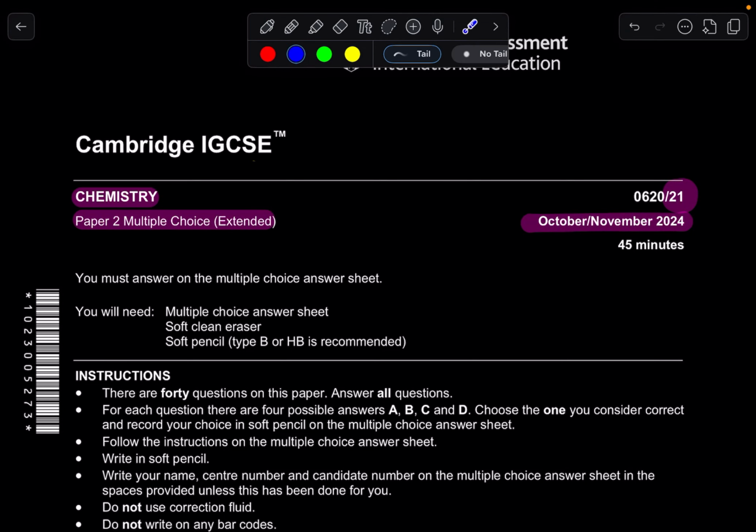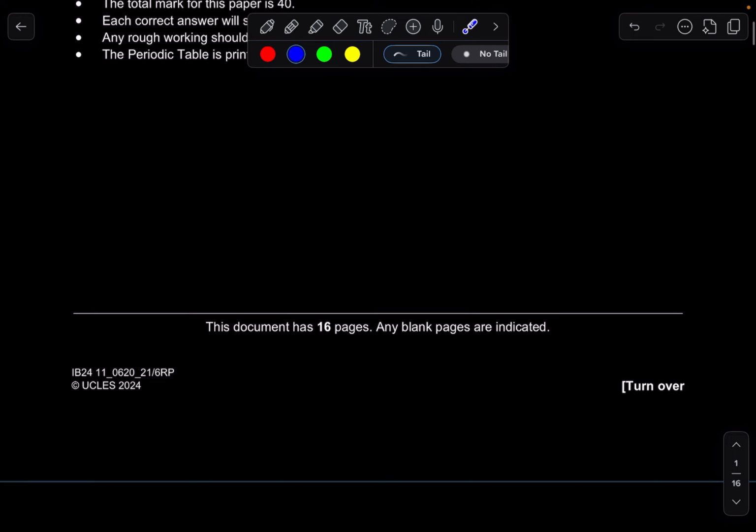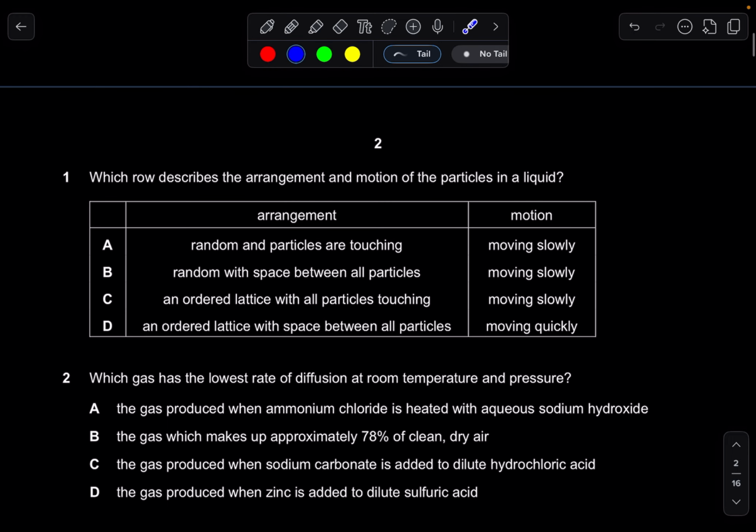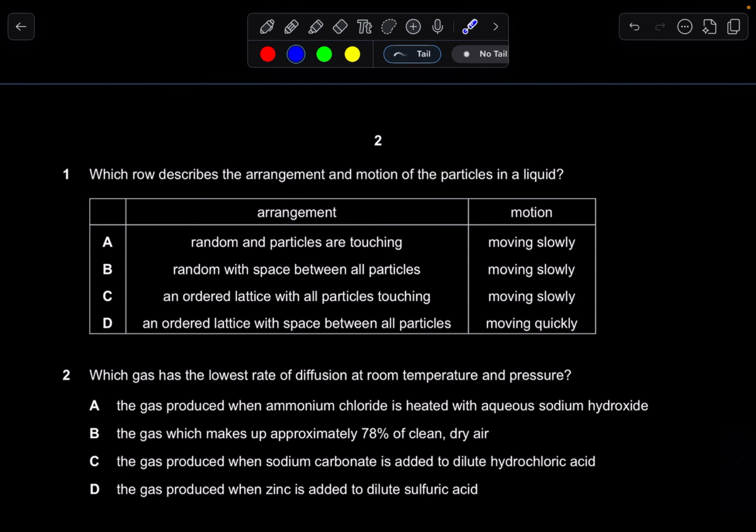So hi, let's solve Cambridge IGCSE Chemistry Paper 2 Multiple Choice Extended October-November 2024, Paper 21. This is going to be an MCQ paper, and I always say that MCQ papers are like the great savers. Why? Because MCQ is something that you can either get right or get wrong. So if you are able to grasp all the concepts in a good way, then your MCQ paper should be a 40 on 40. Okay? So let's get started with this paper today.